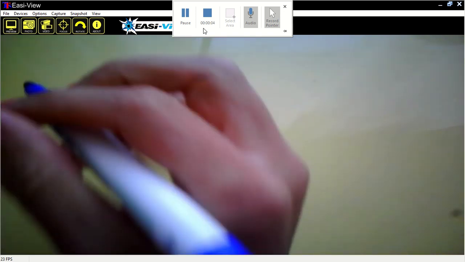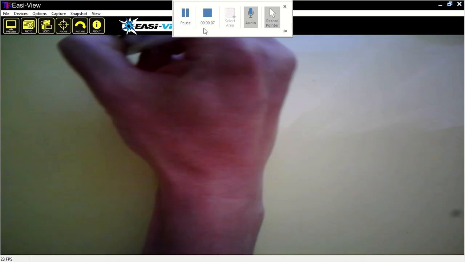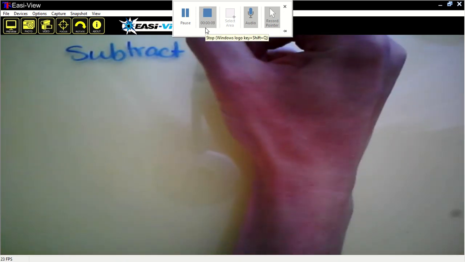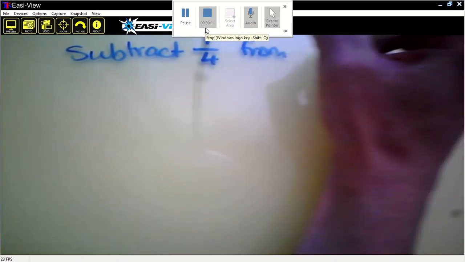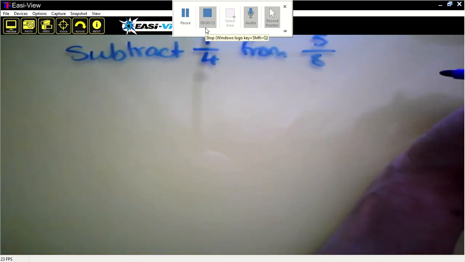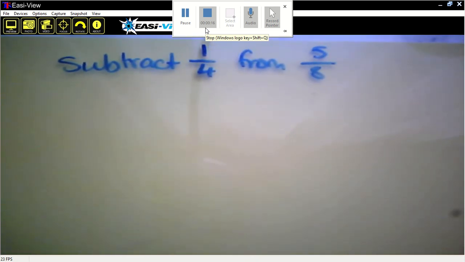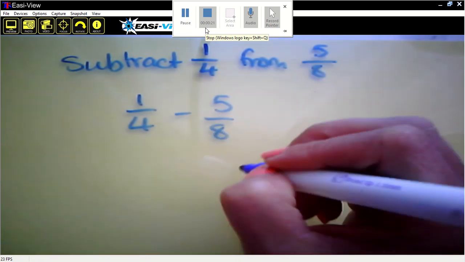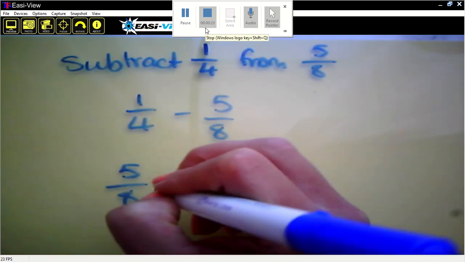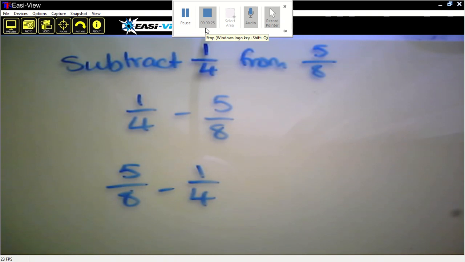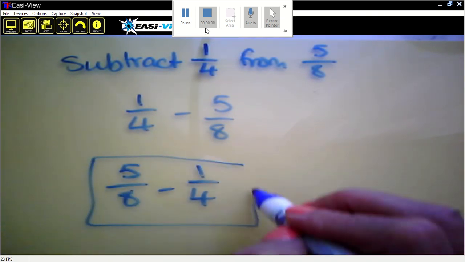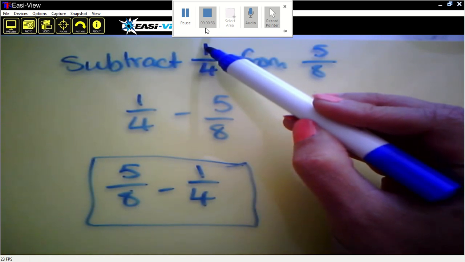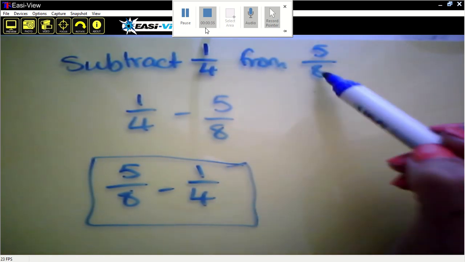Okay, so week 7, day 5. First up, subtract 1/4 from 5/8. Okay, so which way is my calculation? Is it a quarter take away 5/8, or is it 5/8 take away a quarter? Yeah, it's 5/8 take away a quarter, because it says subtract 1/4 from 5/8.